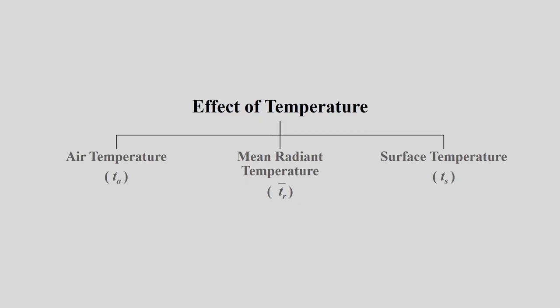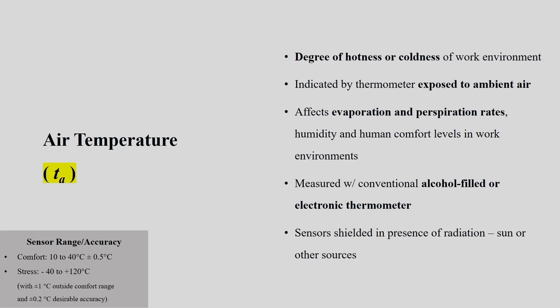Now if we are talking about the effect of temperature, these are the three variables that we should measure. One is air temperature, which we will denote as TA. Mean radiant temperature, that is TR, and surface temperature, that is TS. Now let us describe the air temperature. The degree of hotness or coldness in the work environment is what we call air temperature, indicated by a thermometer exposed to the ambient air. You can use the thermometer and get an indication of the temperature.